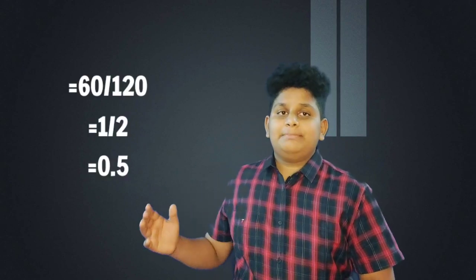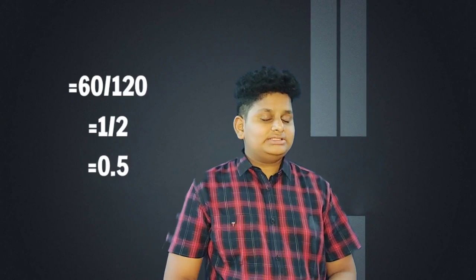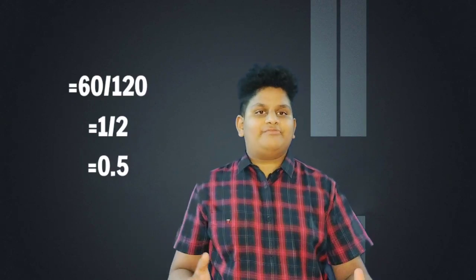So first, let us take the probability of 2 tails. Probability is equal to the number of favorable outcomes by the total number of outcomes, which is 60 by 120. Then the answer is 1 by 2 or 0.5. Simple, but you should understand the question to make the answer simple. You should enjoy the question, then you will enjoy the answer.